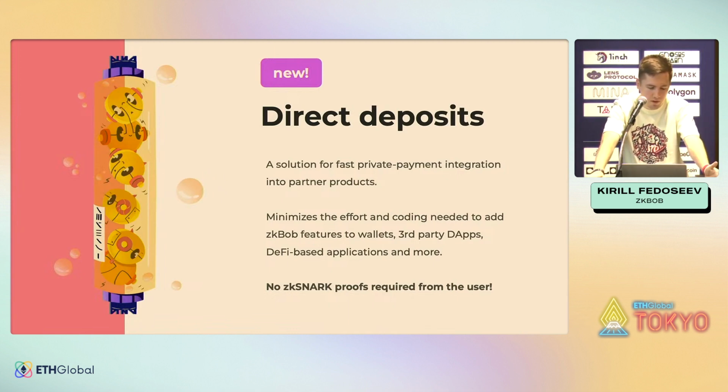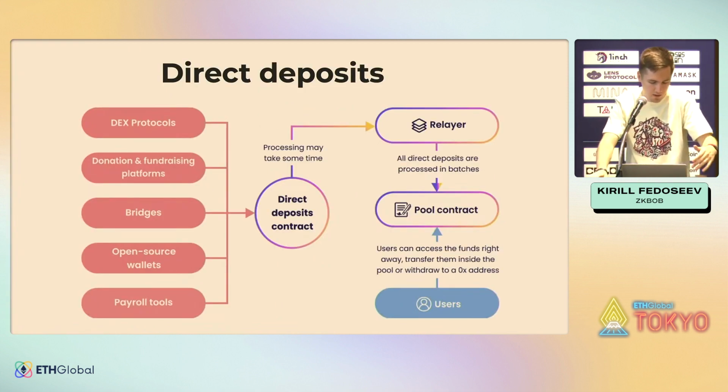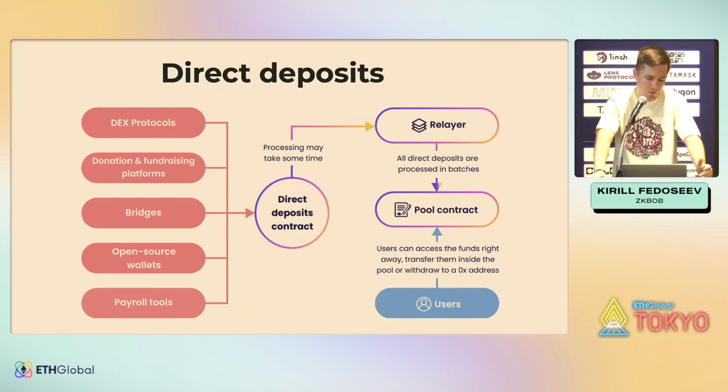And so the coolest part of that is that even though all of the previous zkBob operations, such as deposits, transfers, and withdrawals, require users to actively participate in the generation of the zk-SNARK proof within their UI, which makes it nearly impossible to integrate such a workflow within partner products, in the case of direct deposits, no zk-SNARK proof generation is required from the user. Instead, another third party is responsible for generating those SNARK proofs. So the way it works is pretty simple.